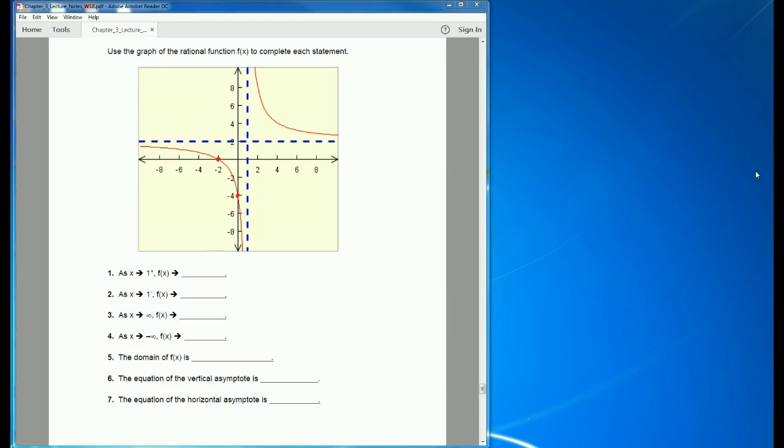Okay, so number one, as x approaches 1 from the positive side, so of course 1 is the vertical asymptote here, so we're saying as x is approaching from the positive side, what is the function value doing? It is approaching infinity. Okay. As x approaches 1 from the negative side, so this time we're coming in this way, what is the function value doing? It is going to negative infinity.